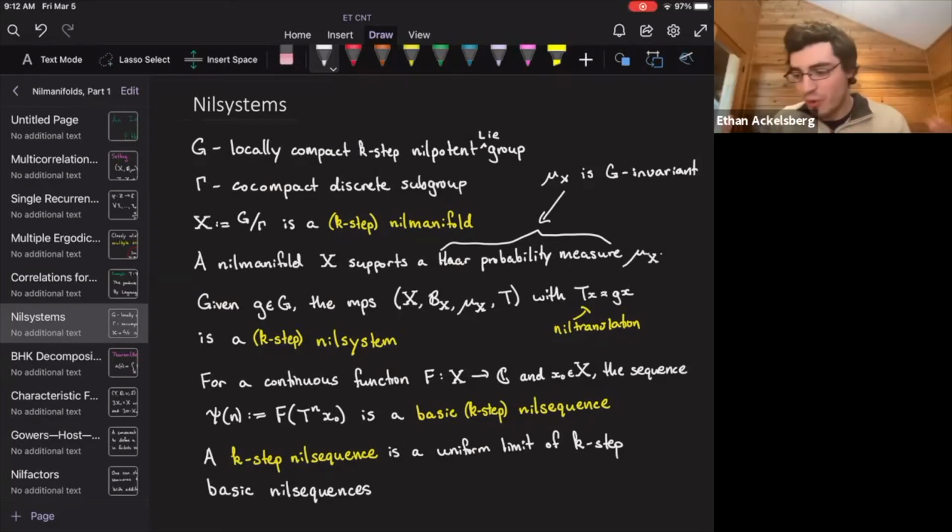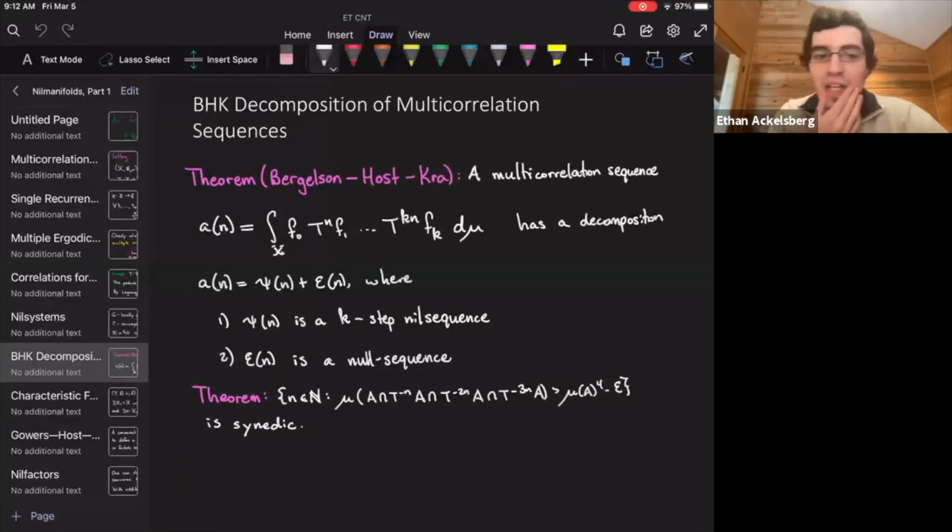Okay, so before we had this decomposition for single recurrence in terms of a rotation on a compact group and something negligible, this null sequence. The amazing thing is if we want to look at multi-correlation sequences, we can get a similar decomposition. This is the Bergelson-Host-Kra decomposition of multi-correlation sequences. If we take any multi-correlation sequence, we can decompose it as a sum of a nil sequence and a null sequence.